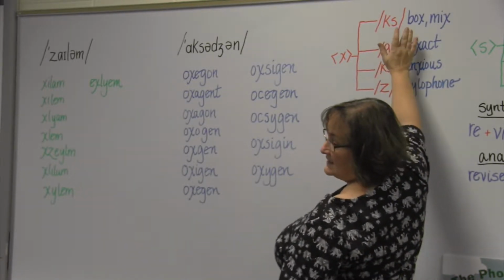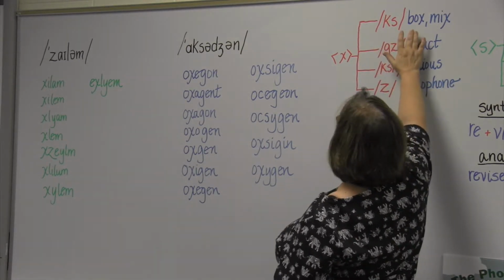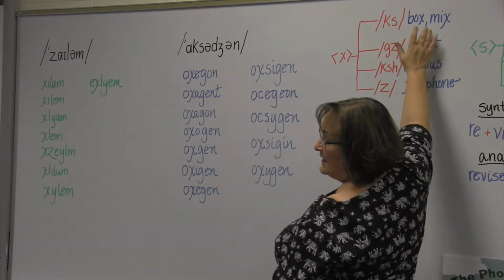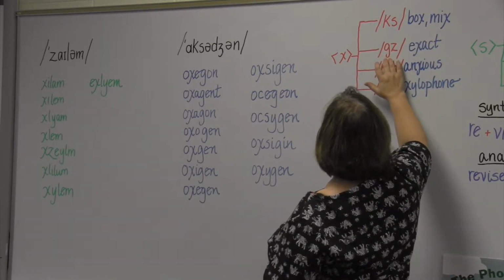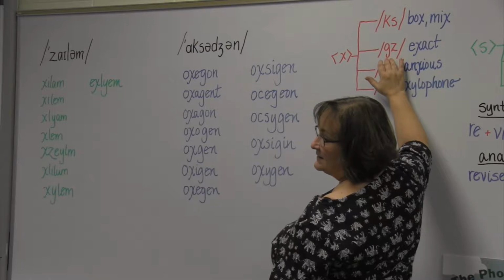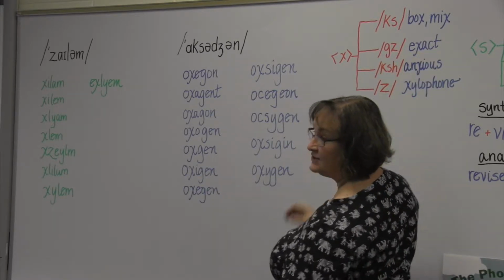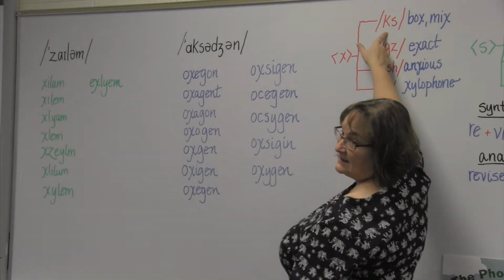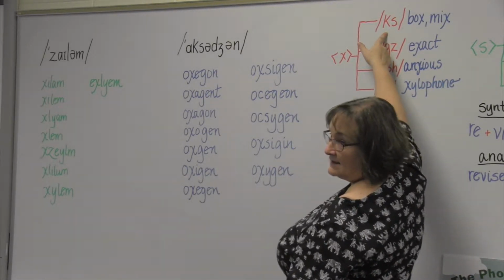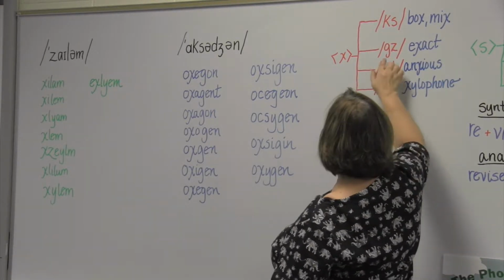X, as in box or mix. Everybody say X, and then say box, mix. You hear it, right? Now it could be gz. Say that. Gz, as in exact. Do you hear it in exact? It's certainly not this. It's not exact. It's exact. It's more like this.